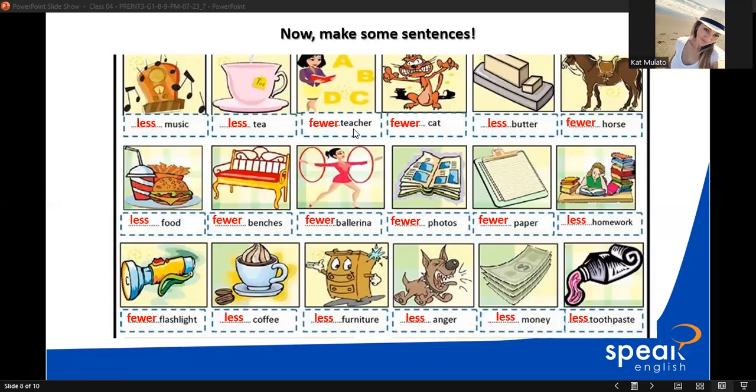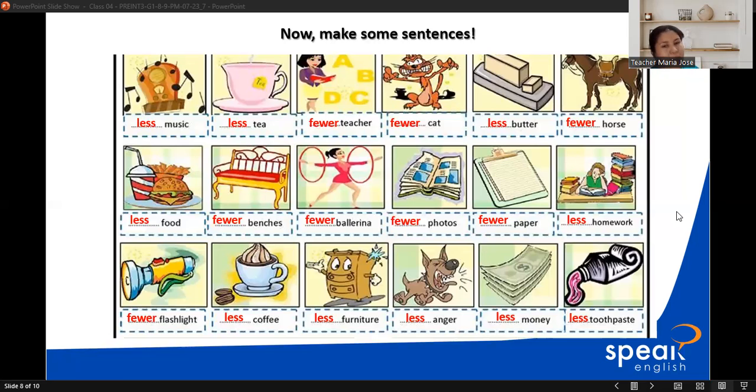There is less toothpaste than cups. Okay, that works. Very good, everybody.